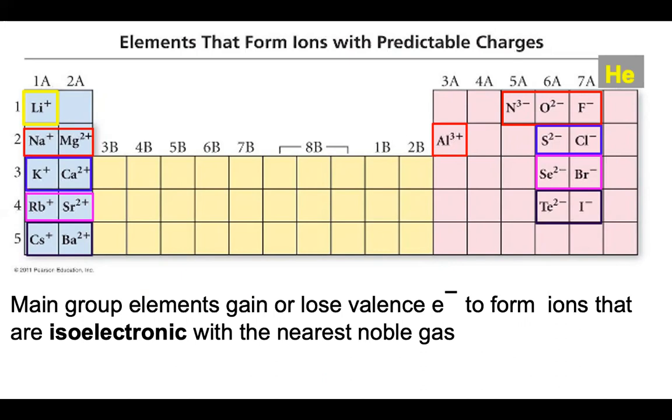So one of the really cool parts now of your periodic table is that you can look at that periodic table and know what the ions are and what their electron configuration would be simply by looking at your noble gas configurations.